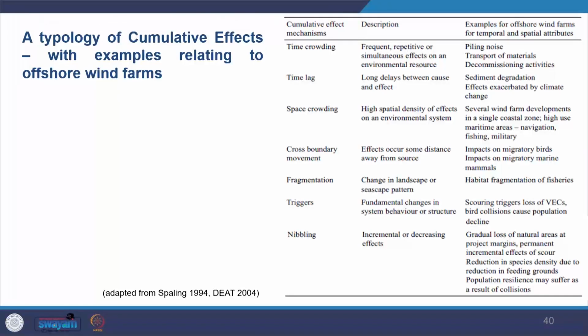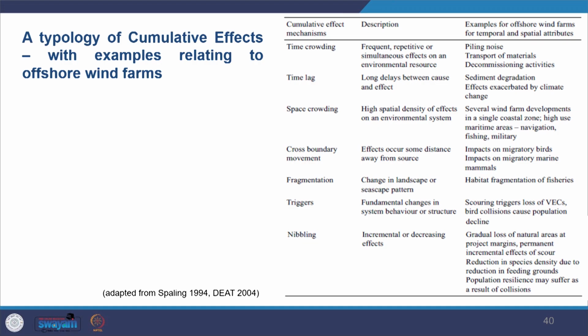Now looking at some of the mechanisms and typology. The mechanisms which cause cumulative effects are put into categories in a number of different ways according to the spatial and temporal attributes. So the typology of cumulative effects incorporates temporal or spatial attributes, and we can see some of the typologies here. We have partially covered this before as well. You may recollect that.